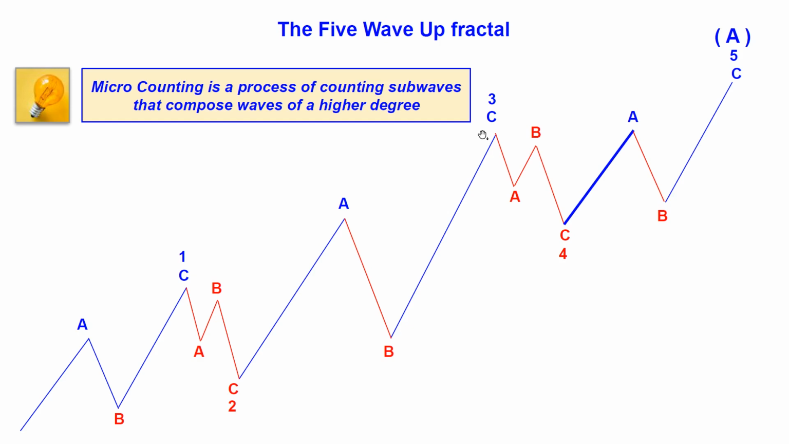To answer that question, we use micro counting, which is a process of counting subwaves, integral parts of each wave. What we know about that wave A of 5 is that it normally targets the previous top made by wave 3 up here, and it has to be subdivided into 5 smaller waves. So in theory, if we count those 5 waves, and if that rally arrives at the level where the preceding rally in wave 3 stopped, we may conclude that the rally is about to terminate and a corrective wave B is about to start.